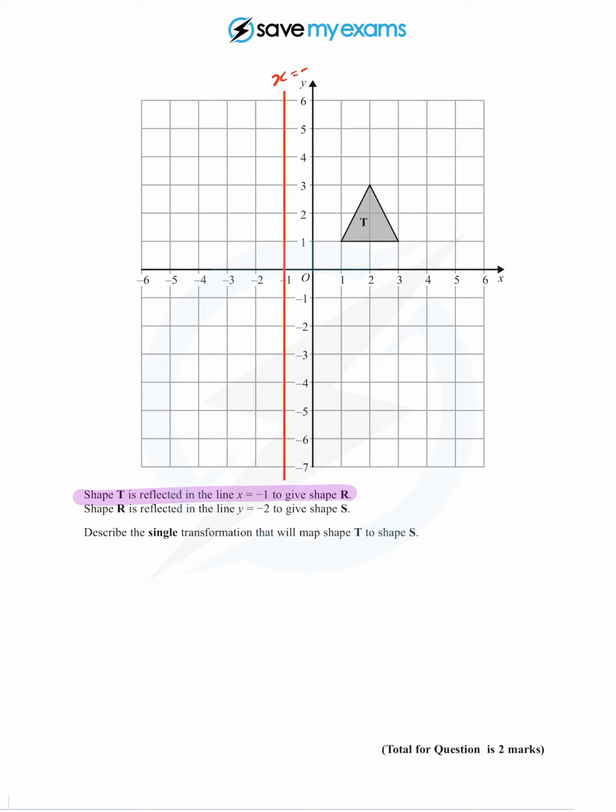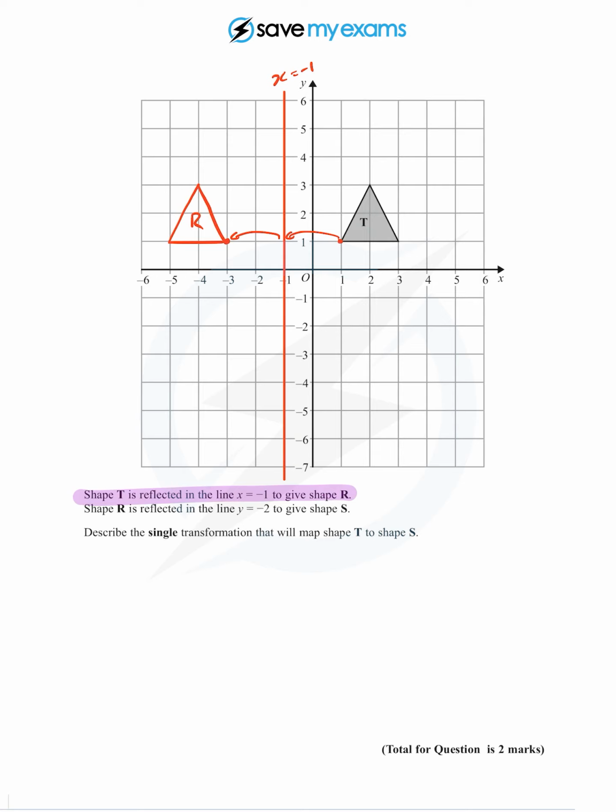X equals minus 1. Now, if we reflect T in that, we just use it as a mirror line, and we can see that this corner here is 2 across the line, and so it's 2 out the other side as well, and we get that. And very quickly we can see that we get this shape here, and that is shape R. Now what about shape S?